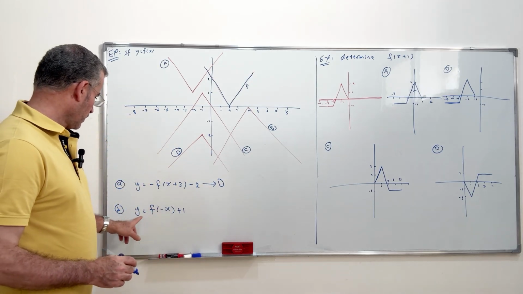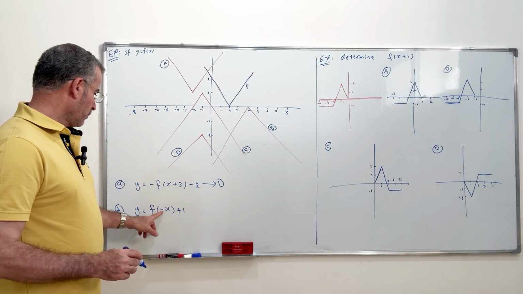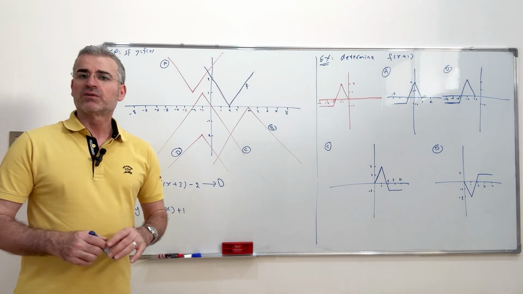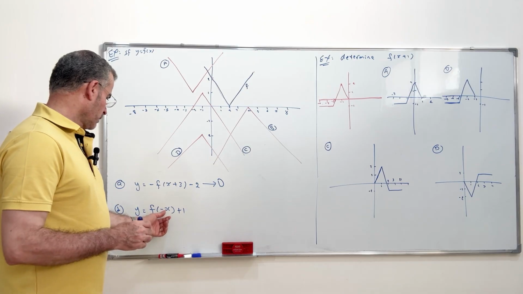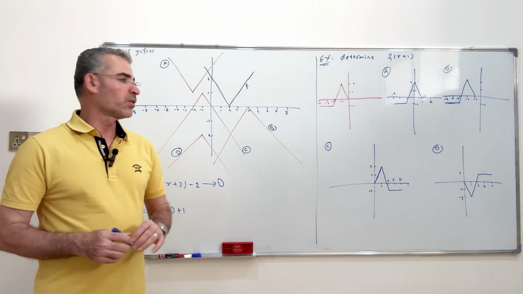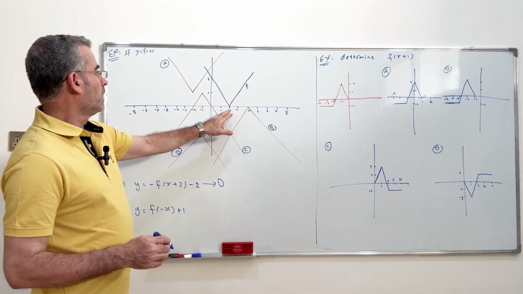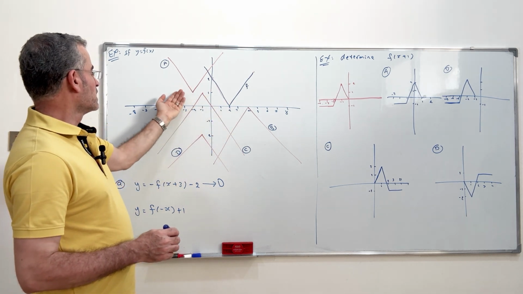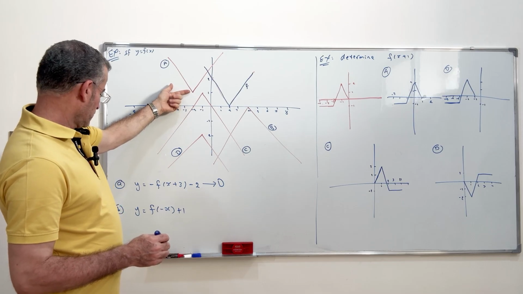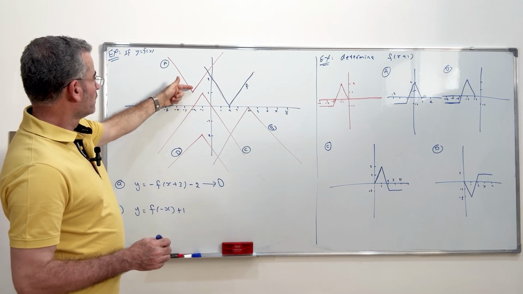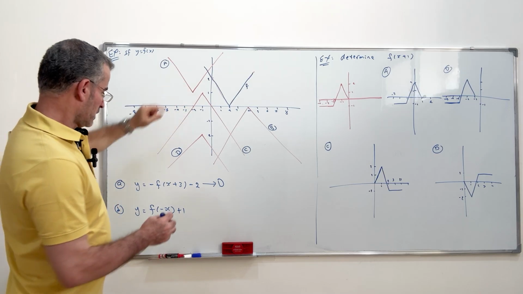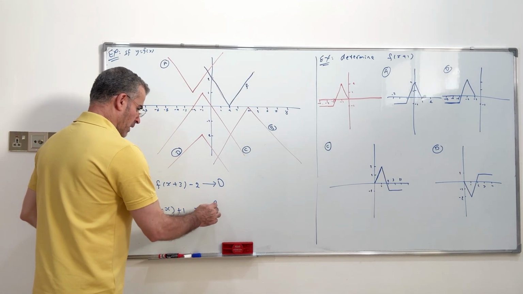The second one, y equals f of minus x plus 1. We have two transformations here, minus x and plus 1. F of minus x is a reflection by the y-axis. This is f. The reflection by the y-axis is this graph. Plus 1 is a vertical shift 1 unit upward, then it is choice A.